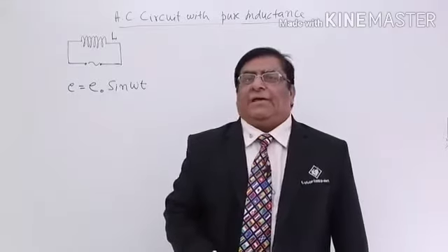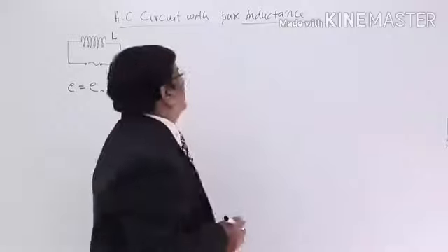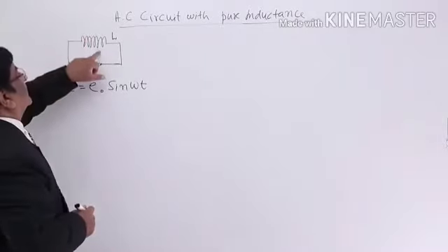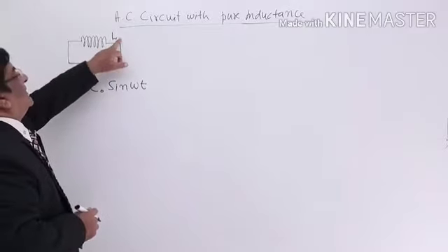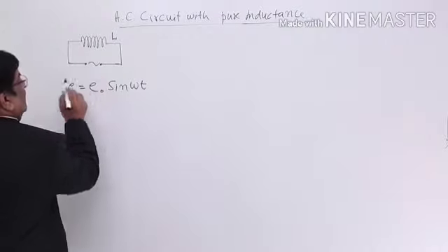We have an AC circuit. In this, only one element, an inductor, is fitted. This is the diagram. The inductor has its coefficient of inductance, that is L. We give it an AC supply.